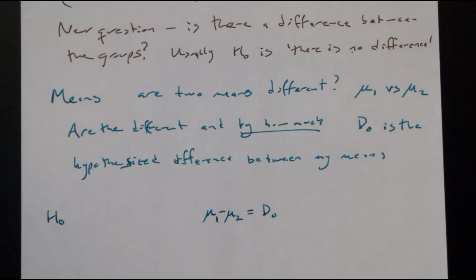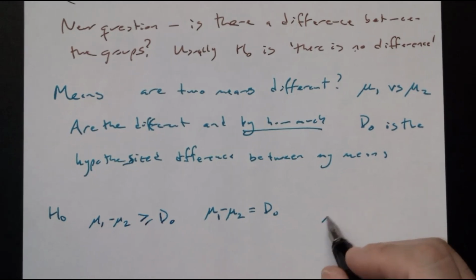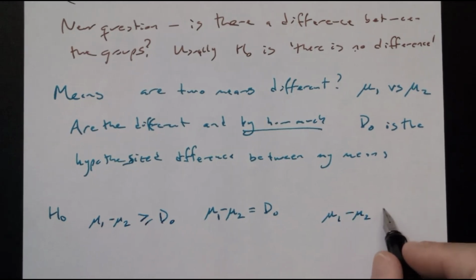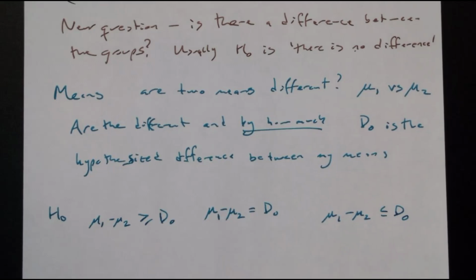I left space on purpose. I just said, though, a couple of these were at least, right? So maybe I could say that the difference is at least D0. Or I could say that the difference is less than or equal to this number. So I have three different versions of a null hypothesis.